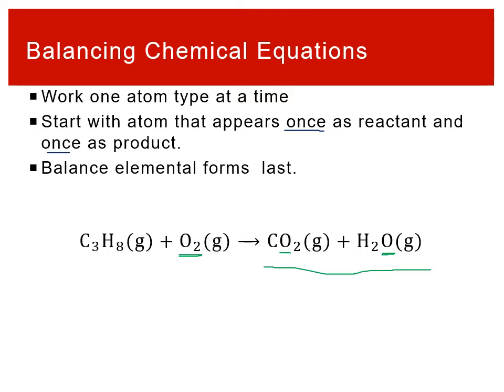The next thing we want to look at is balancing elemental things last. When we're talking about elements, what that means is some sort of atom type that shows up in its elemental form. And in this case, it would be oxygen. So oxygen shows up in its elemental form in this reaction, right? That's not a compound. That is just oxygen atoms. That's going to be the best place to end. We always want to save elemental forms for last.